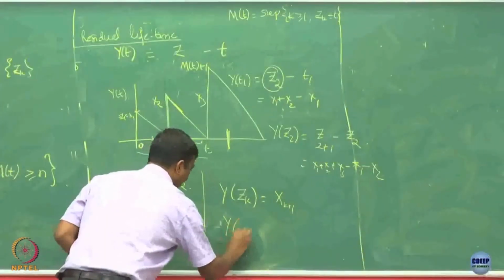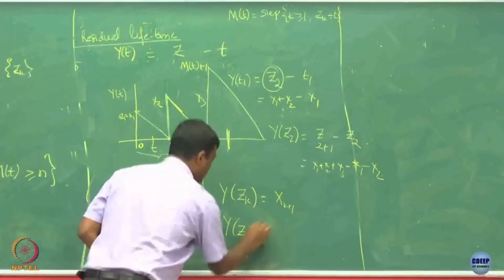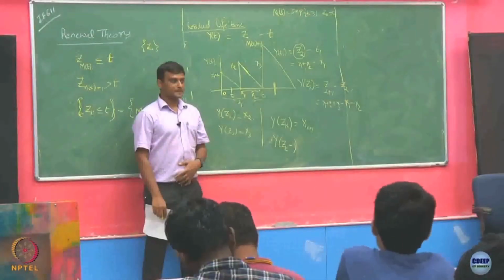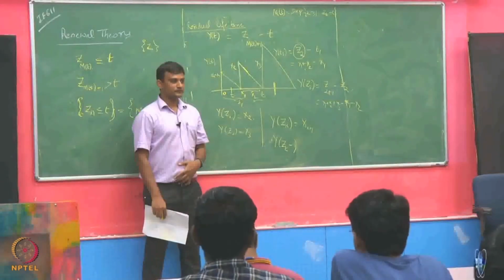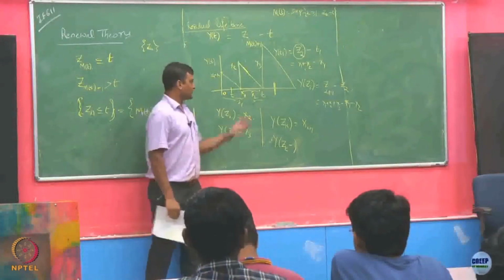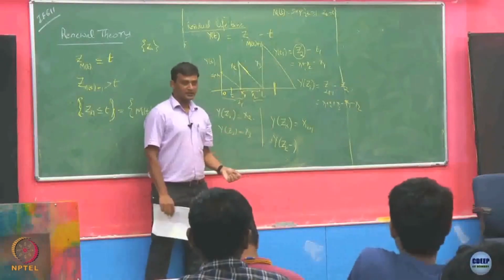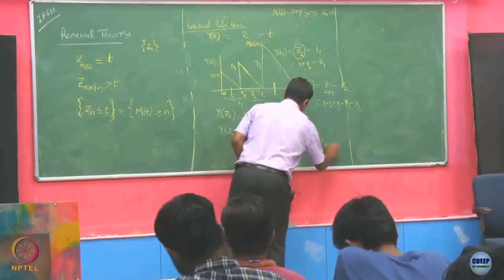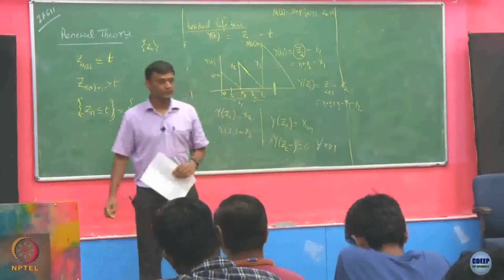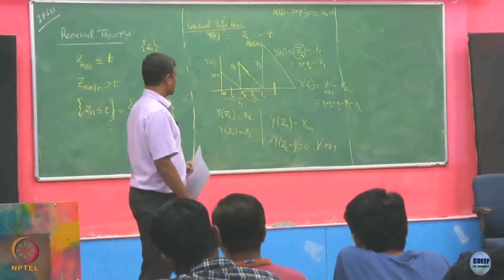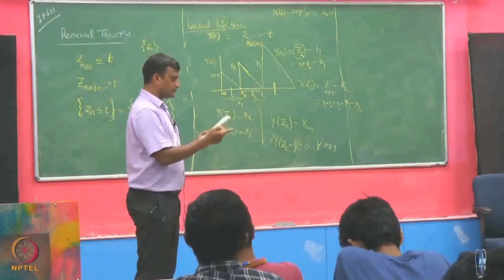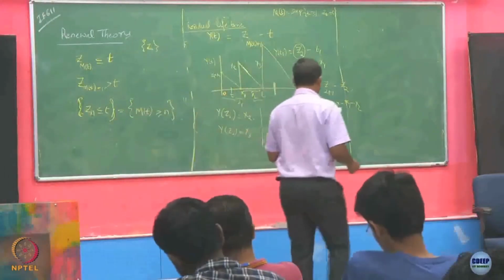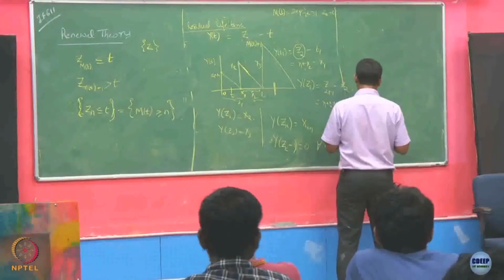And what about y zk minus, just before the kth renewal? So what is happening just before the jumps? It is 0, right? This point is going to be 0, for all k greater than or equal to 1. Okay. So now let's define another process.